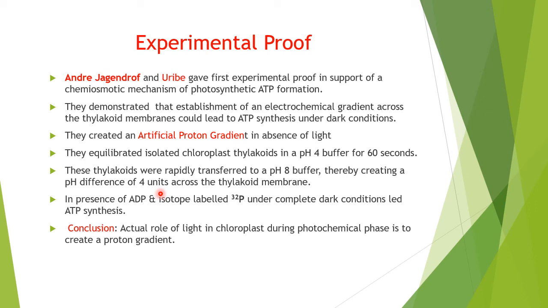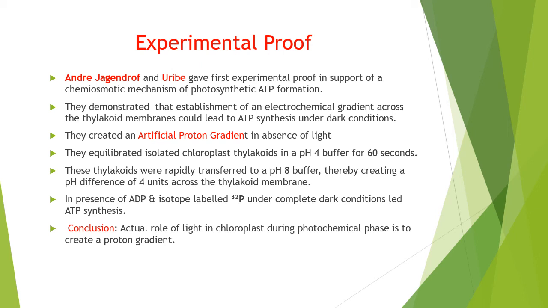And then in the presence of ADP and isotope-labeled inorganic phosphate, P32, under complete dark conditions, that led to ATP synthesis. So they suggested that the actual role of light in chloroplast during the photochemical phase is to create a proton gradient. Since they established an artificial proton gradient, and by adding ADP and inorganic phosphate for a few seconds, they were in a position to generate ATP.